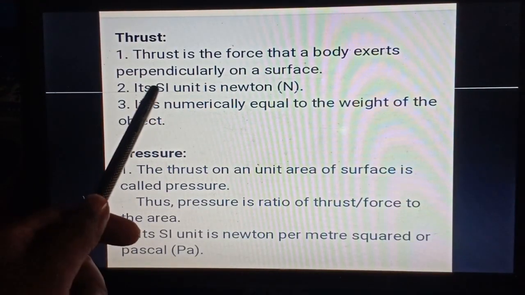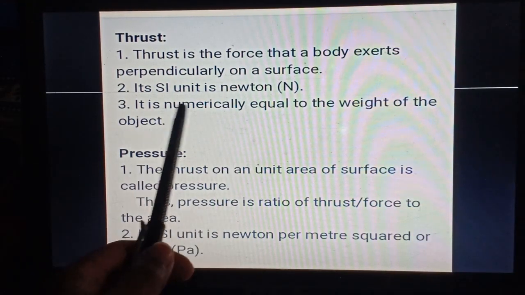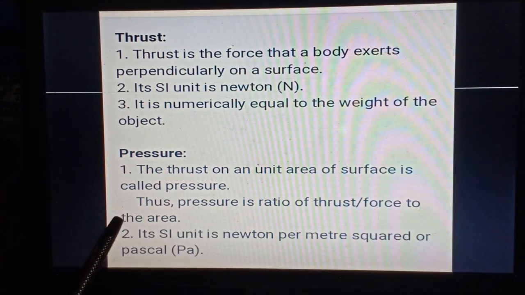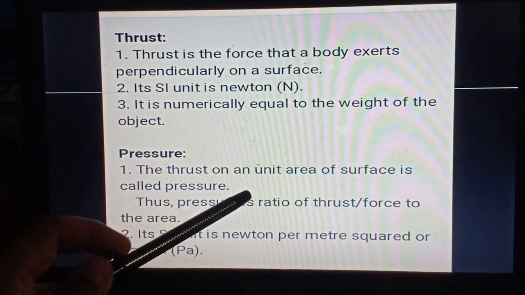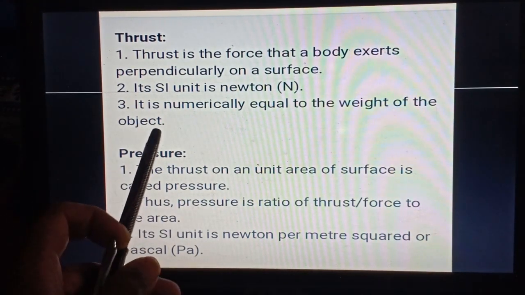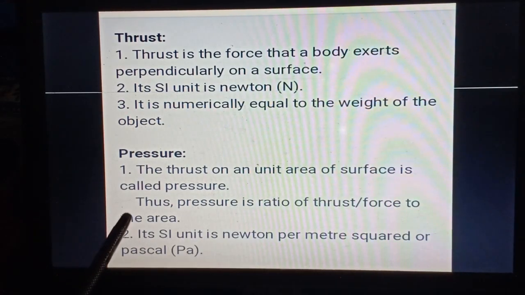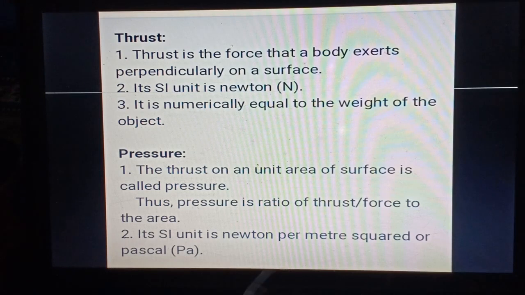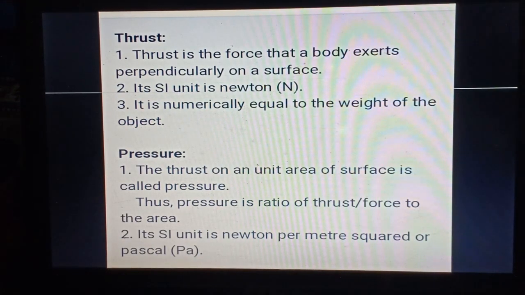This is the difference between thrust and pressure. Thrust is the force that a body exerts perpendicularly on a surface. The SI unit is Newton. It is numerically equal to the weight of the object. Take our example: when we are standing on the sand, the weight of our body, the force by which the earth is attracting us, is the force that we are applying to the sand. That is the amount of thrust. Pressure is thrust per unit area. For a unit area, whatever the thrust is, it is called pressure. So if the area increases, the pressure decreases. Its SI unit is Pascal.